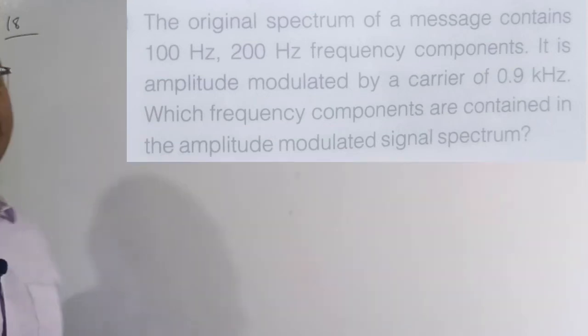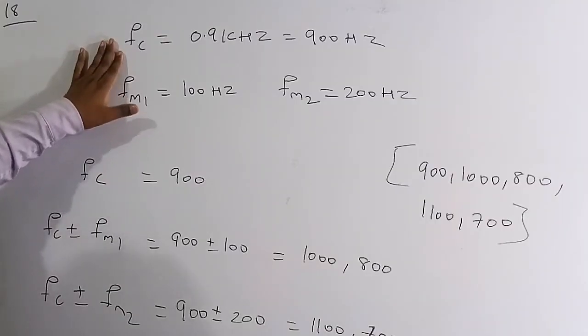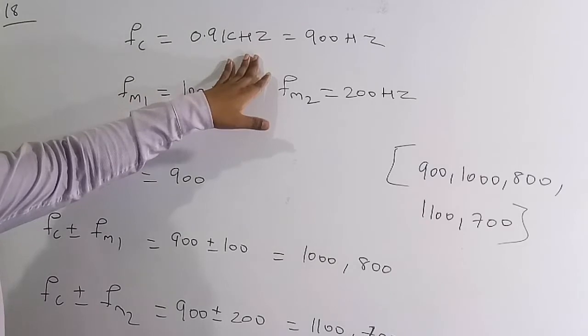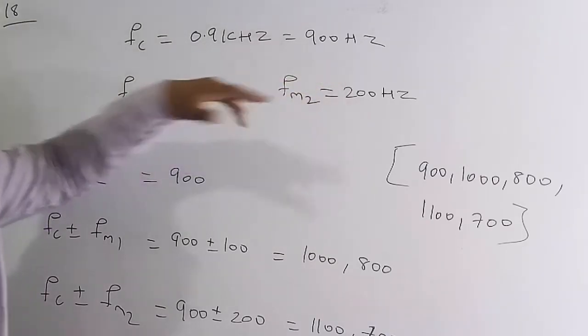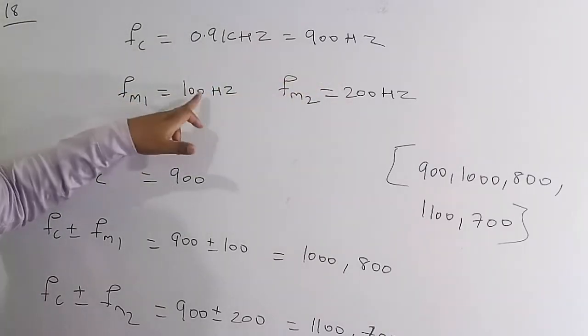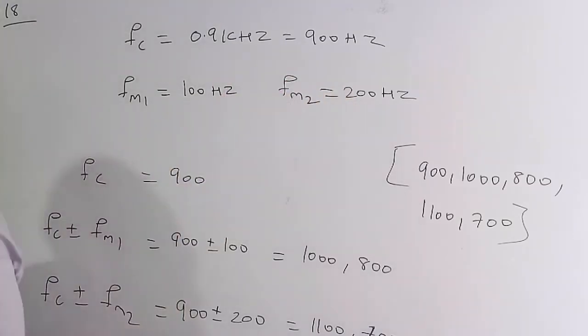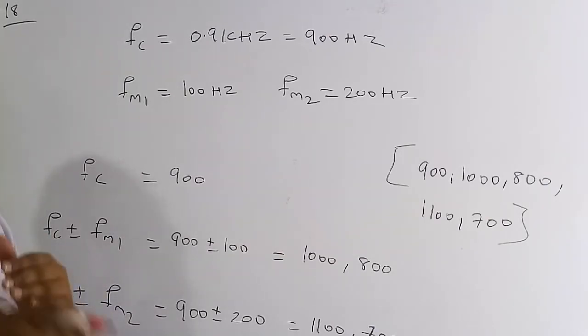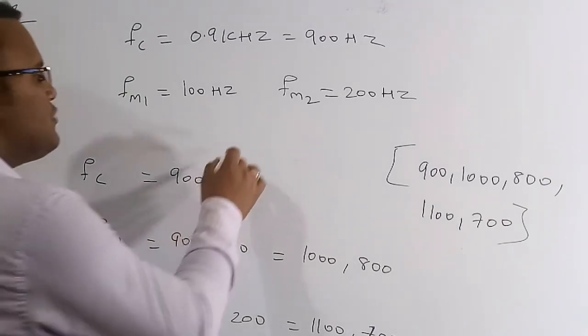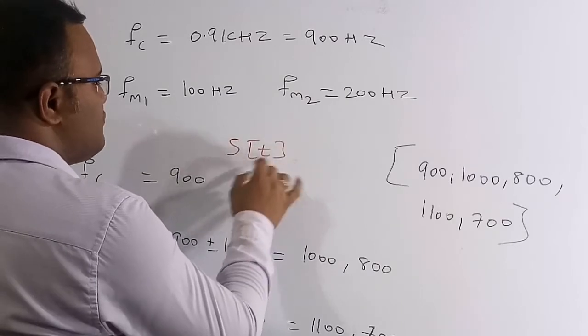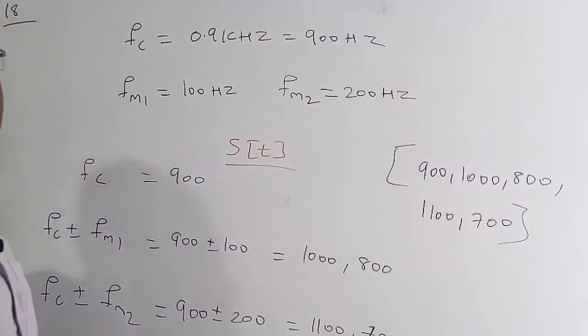So let's solve this numerical. The carrier signal frequency is 0.9 kHz, meaning 900 Hz. The message signal 1 is 100 Hz and the message signal 2 is 200 Hz. Using the amplitude modulation technique, we need to find what frequencies are present in the output waveform S(t).